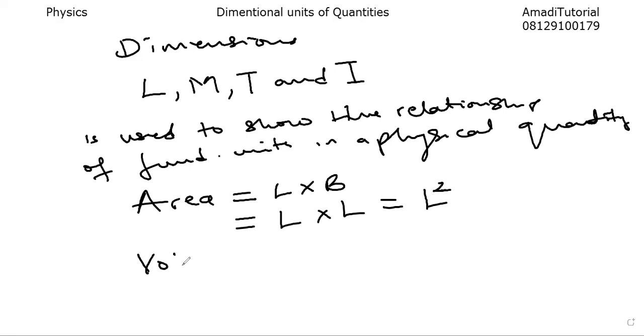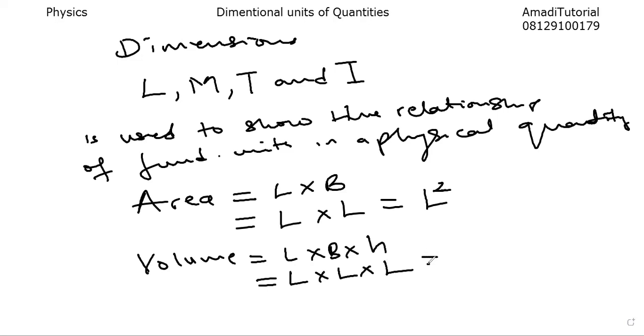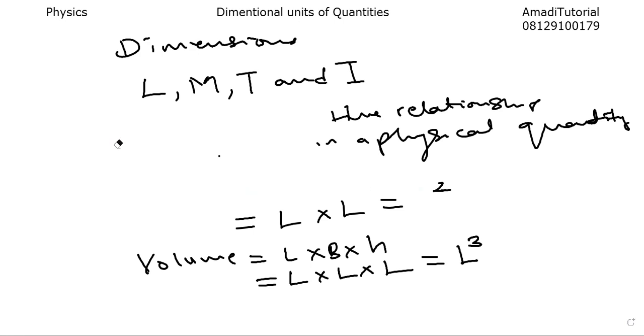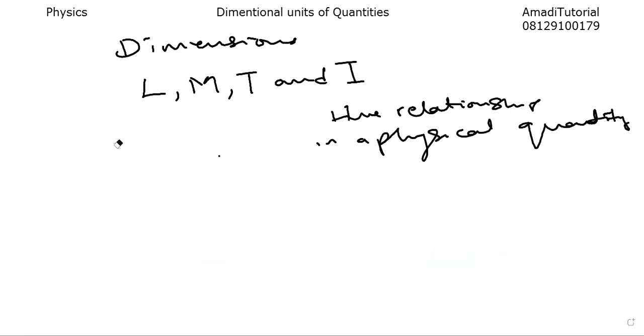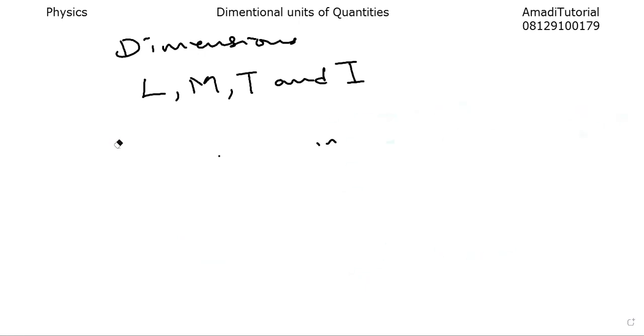If you look at volume, volume is length times breadth times height, which in the fundamental unit way is length times another length times another length. So the dimensional unit for volume is L raised to power of 3. Are you following? We're going to take examples and find out the dimensional unit for some more derived quantities.